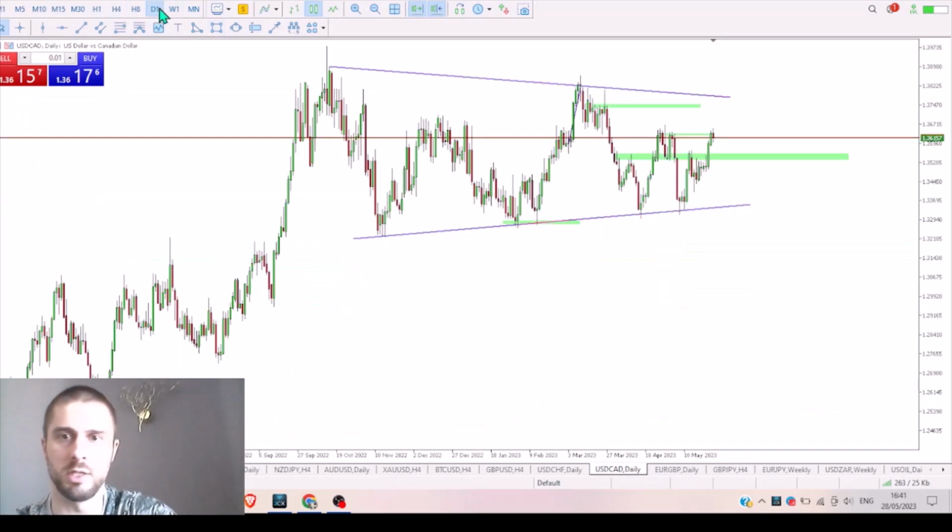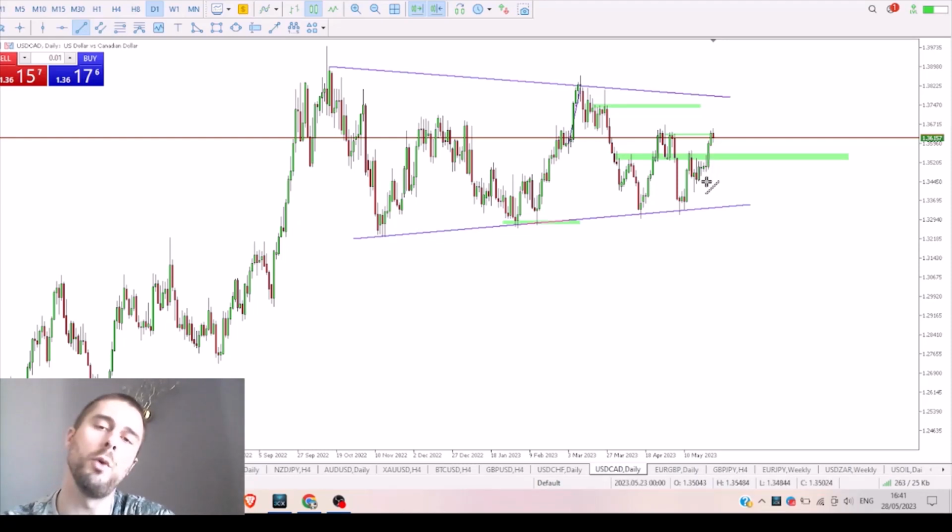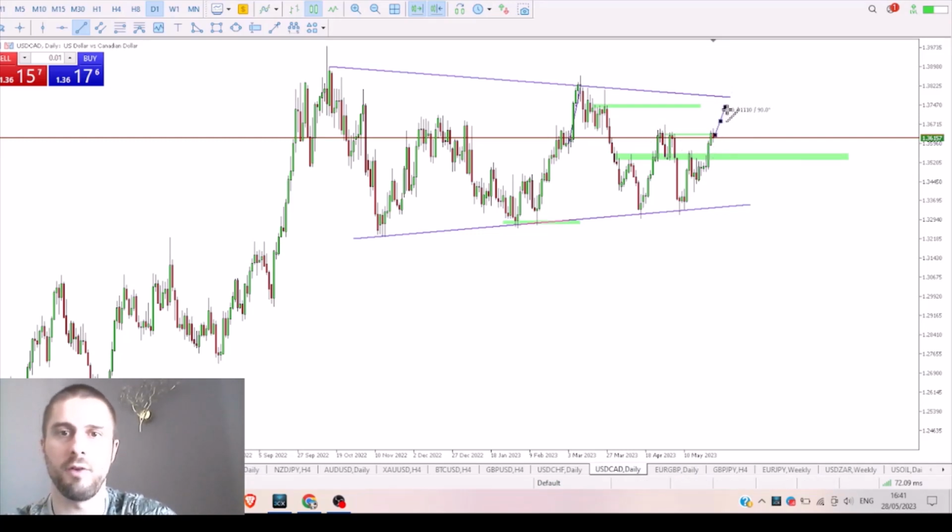This is the USD CAD. So here I explained how I expect a further bullish continuation. So this is what we have seen this week. Currently price is at the level of resistance, so if we break it, we're definitely going to test these previous highs and this trend line.